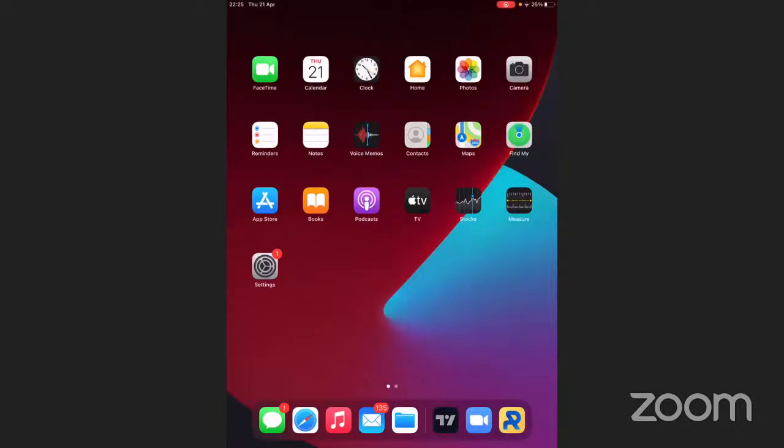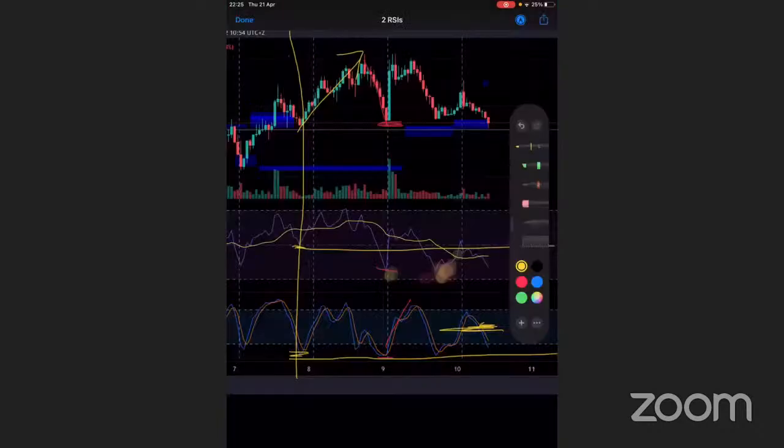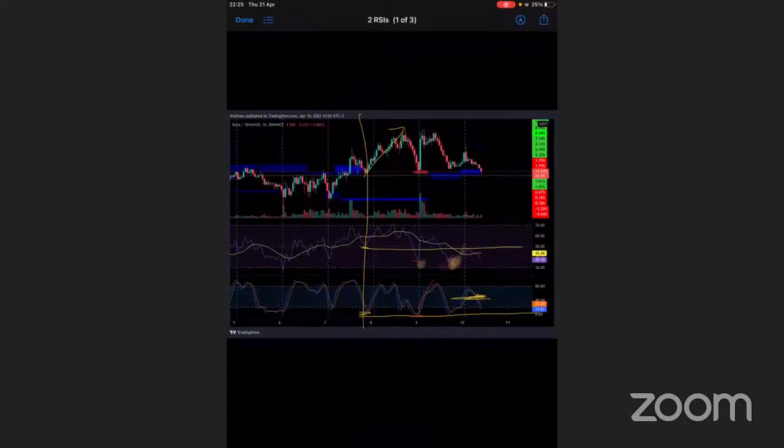So okay, let me use the one that I can draw on. I think I need to change this chart and choose a different one. Okay. Sorry, leaders.